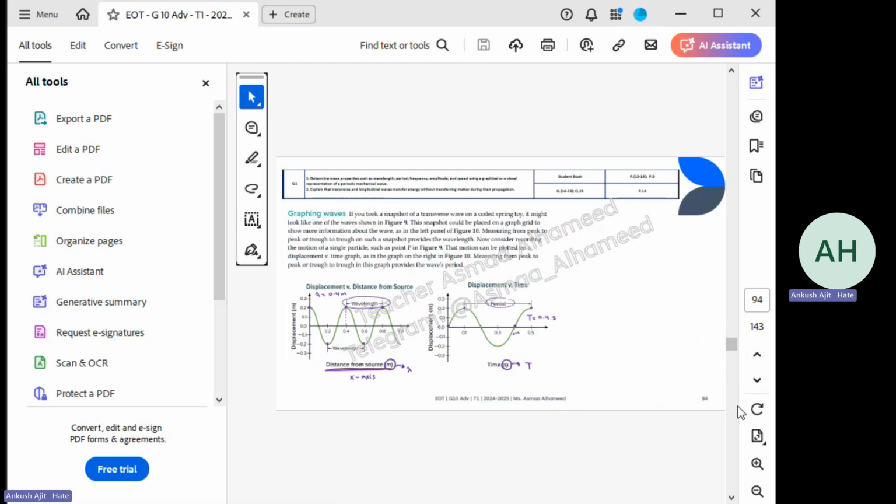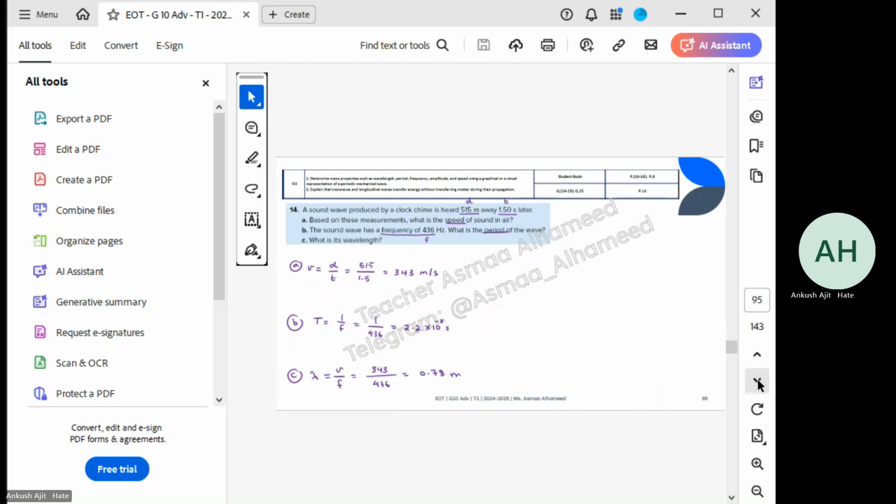Graphing waves. A sound wave produced by the clock tower is 5.5 meters away, in 1.5 seconds. So v equals d upon t. So 5.5 divided by 1.5, that is 343. Then the time period is 1 upon f, lambda will be v upon f, or v equal to f lambda. So the formulas are given to you. Accordingly, you will do it.